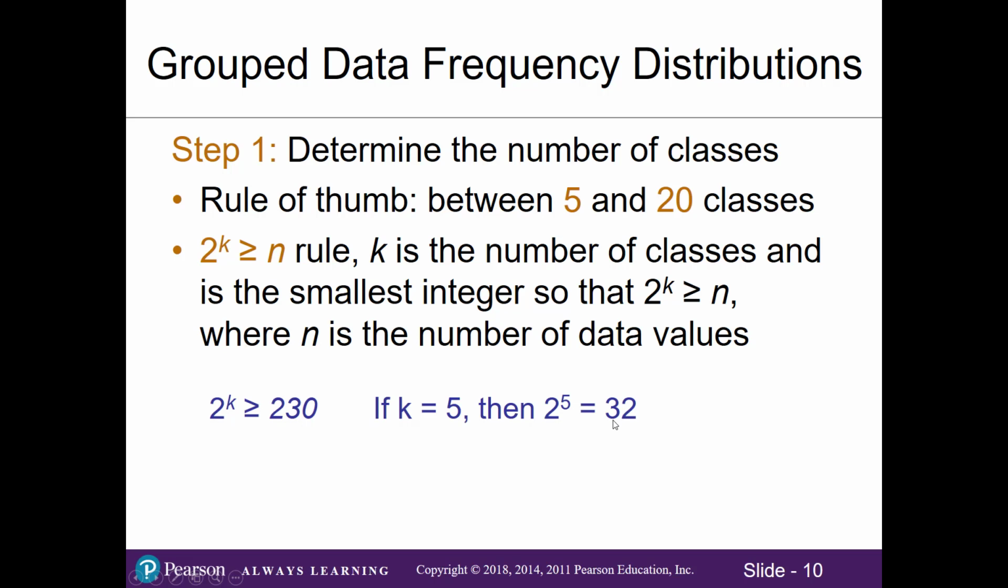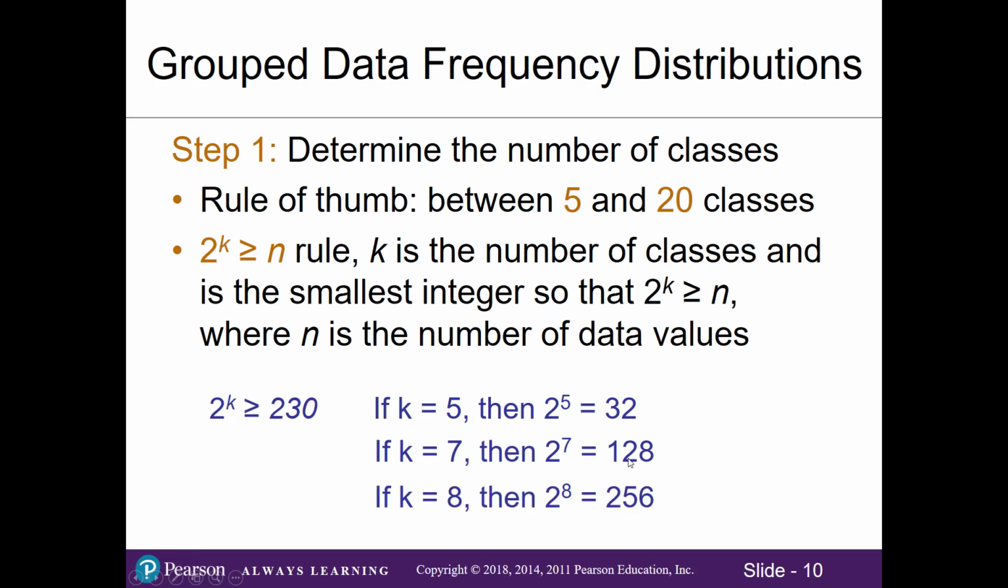Since 32 is so small, I'm going to jump to 7. So if k were to equal 7, if I take 2 exponent 7, I get 128. That's still less than 230, so we'll try one more. Let's try k equals 8. When I take 2 exponent 8, I now get 256, which is greater than 230. So we know that we need at least 8 classes for our frequency distribution.